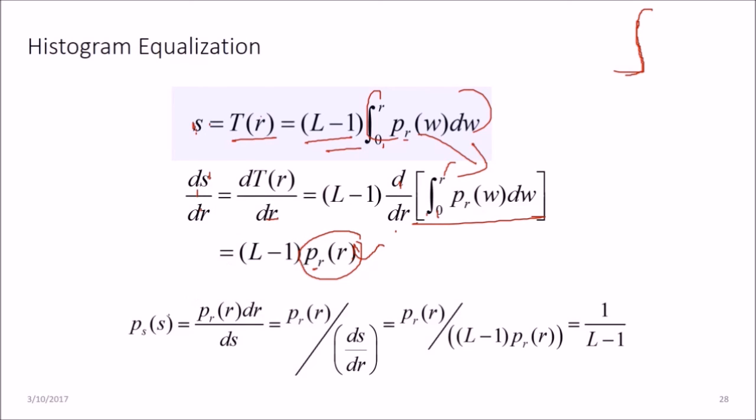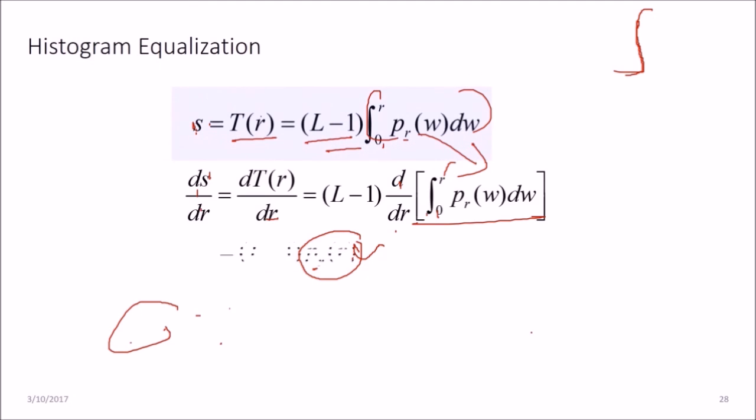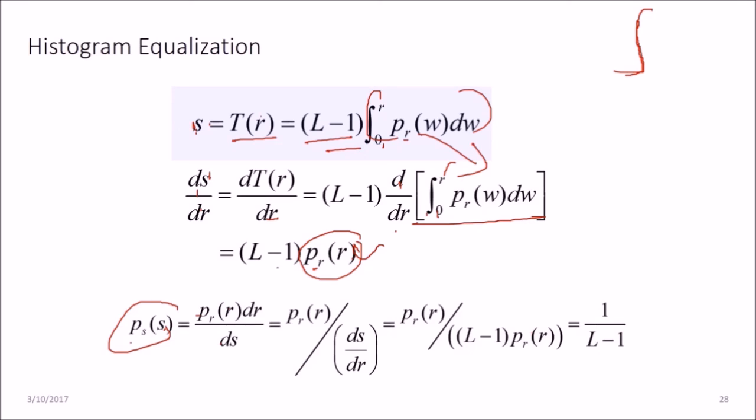Because we know that p_s(s) ds is equal to p_r(r) dr, as we have just seen, we put this equation there. See, this was our equation. So p_s(s) can be replaced by p_r(r) divided by ds by dr. We take ds by dr down. Okay, this is done now.